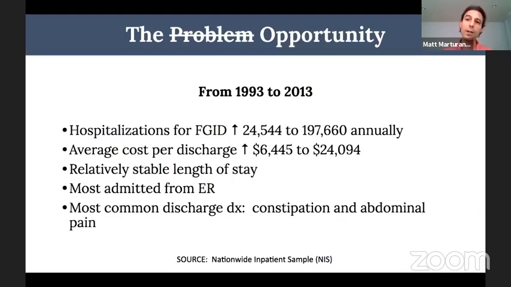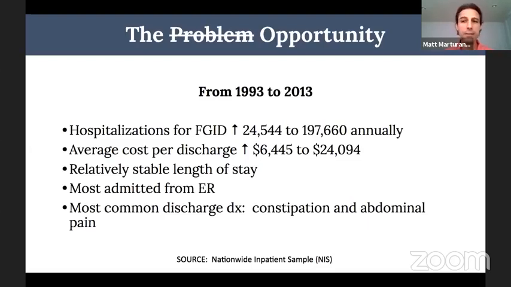And also, we need to think about the resources that are being taken away from others who really do have an emergency, and they might be in a life-threatening situation. And when they come into the ER, it takes longer for them to get triaged and to get the care that they need.